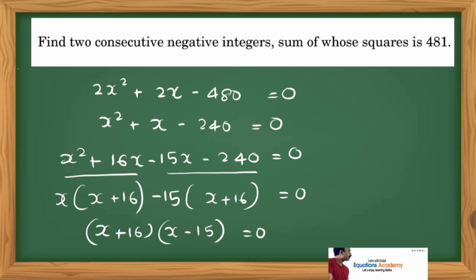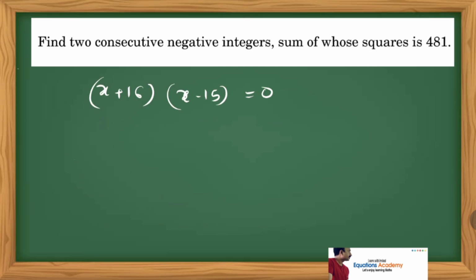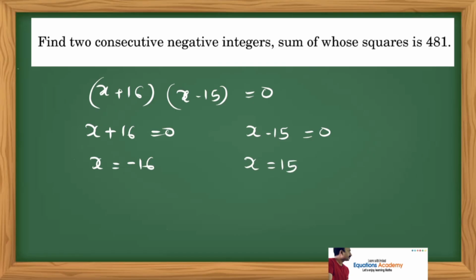equal to 0. (x plus 16) into (x minus 15) equal to 0 implies either x plus 16 equal to 0 or x minus 15 equal to 0. When x plus 16 is equal to 0, we have x equal to minus 16. When x minus 15 equal to 0, we have x equal to plus 15. But x equal to 15, it being a positive number, does not satisfy the given condition. So we will take x equal to minus 16.